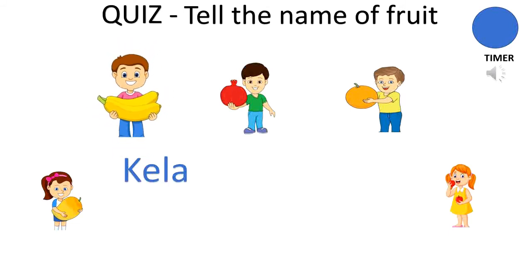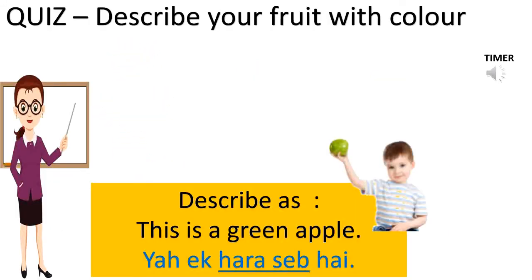Let's move to the next part. Here the teacher is asking children to describe the fruit with its color. For example, this is a green apple. यह एक हरा सेब है. Let's start.